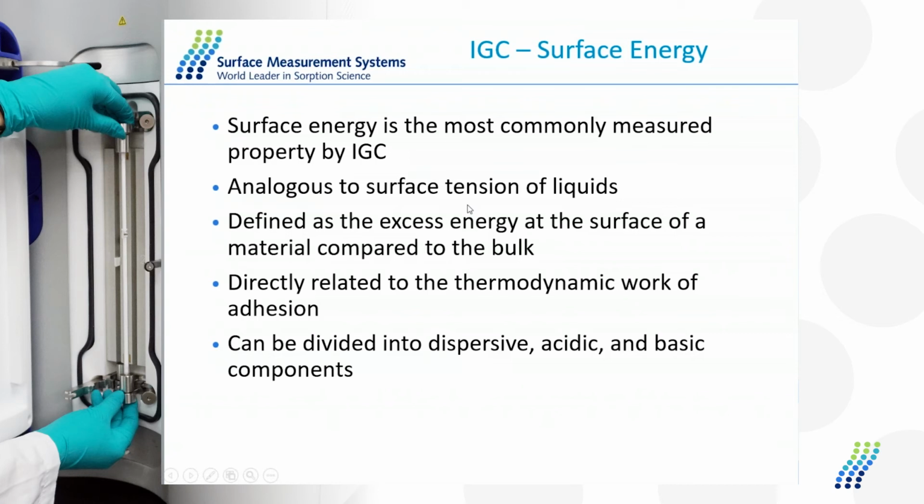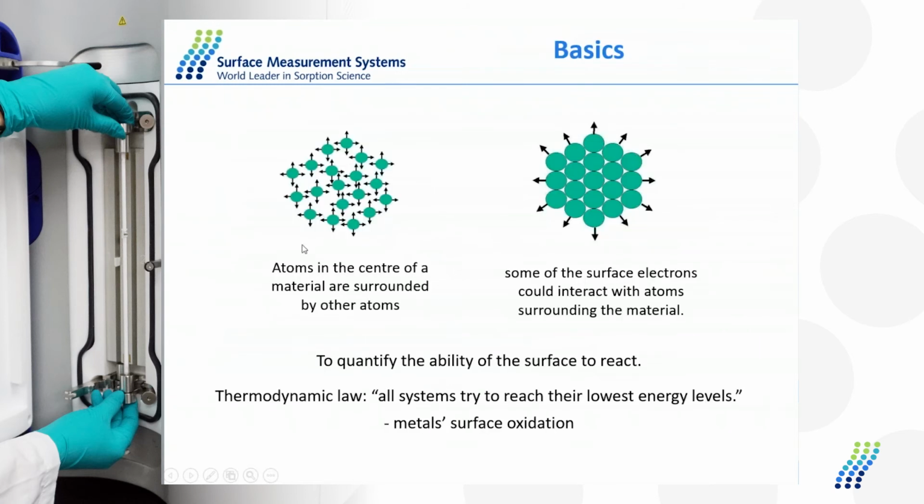It's analogous to surface tension of a liquid and is defined by the excess energy at the surface compared to the bulk of the material. So in the bulk, we have all these nearest neighbors in three directions, but at the surface, we have all this free energy due to the lack of atoms on the surface away from the material compared to the bulk.